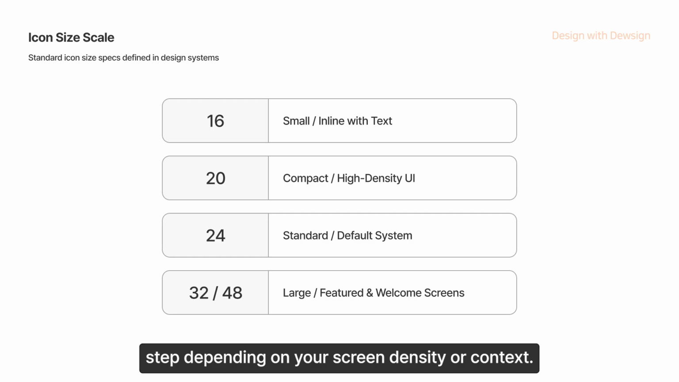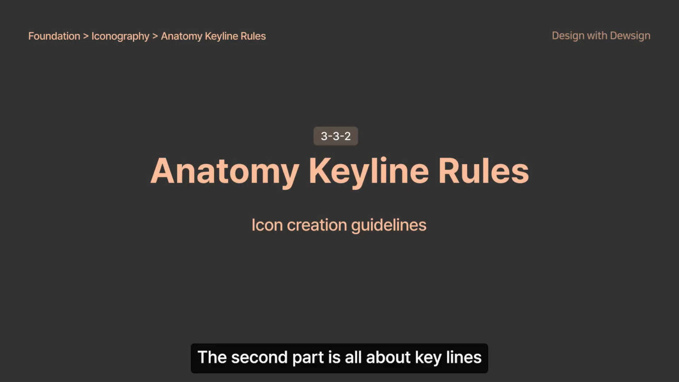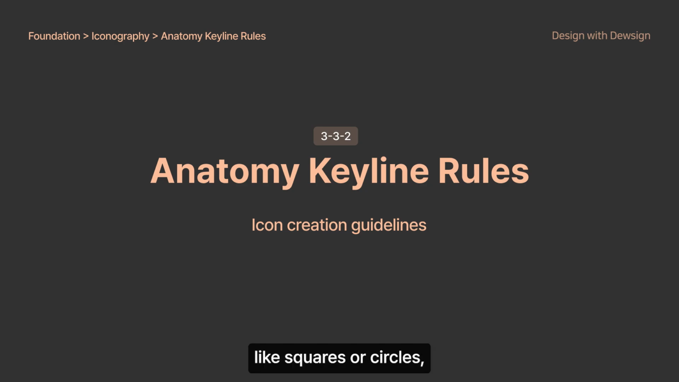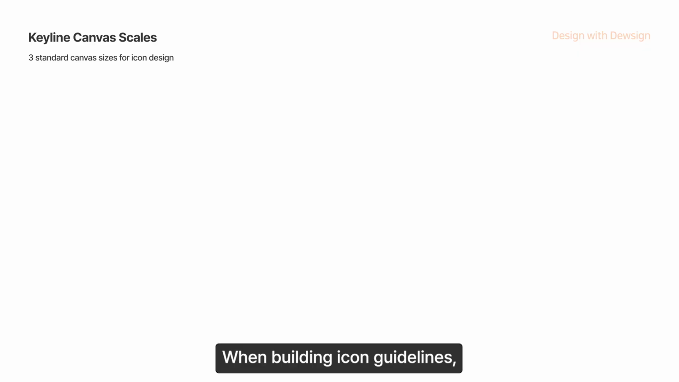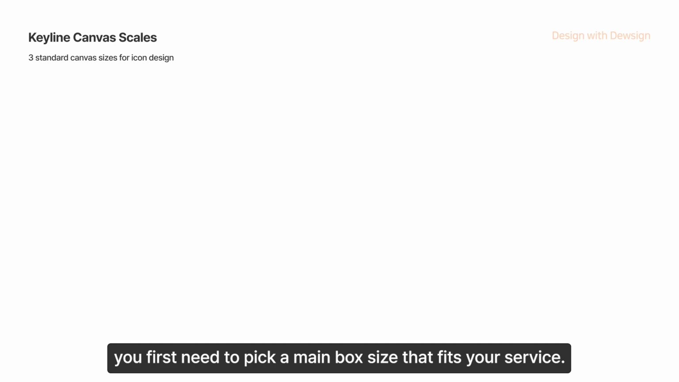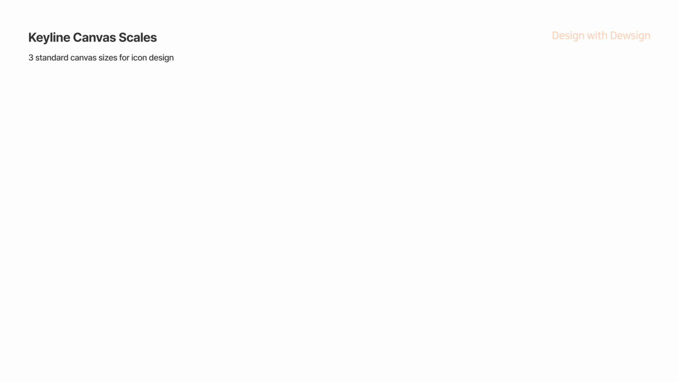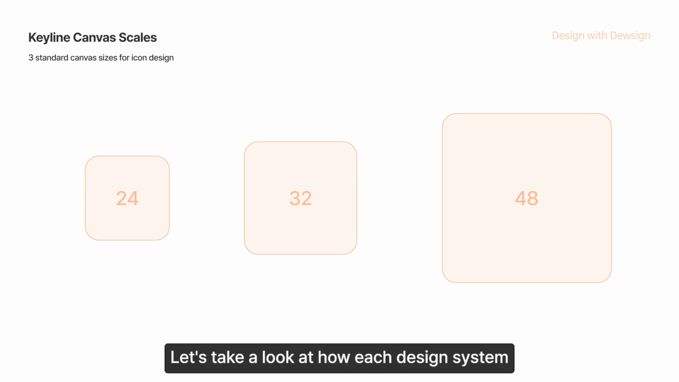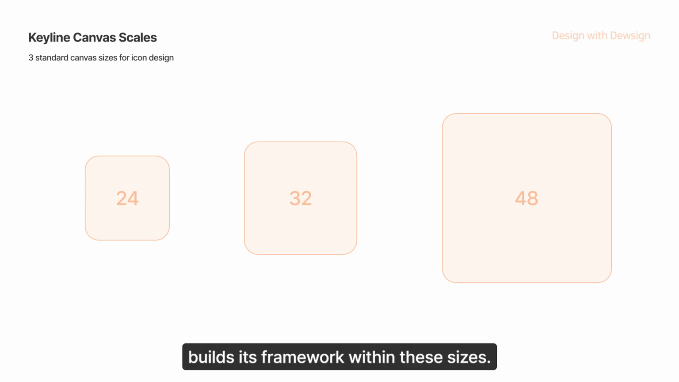The second part is all about keylines and optical adjustments. These are super handy rules that make different shapes, like squares or circles, look the exact same size to our eyes. When building icon guidelines, you first need to pick a main box size that fits your service. In real-world projects, we mostly use three canvas sizes as standards: 24 pixels, 32 pixels, and 48 pixels. Let's take a look at how each design system builds its framework within these sizes.